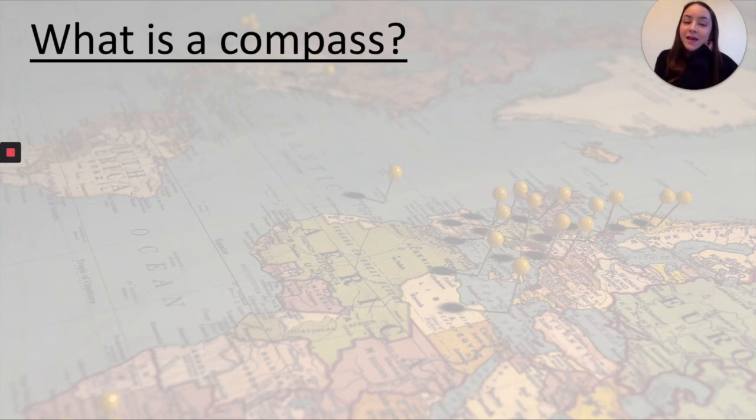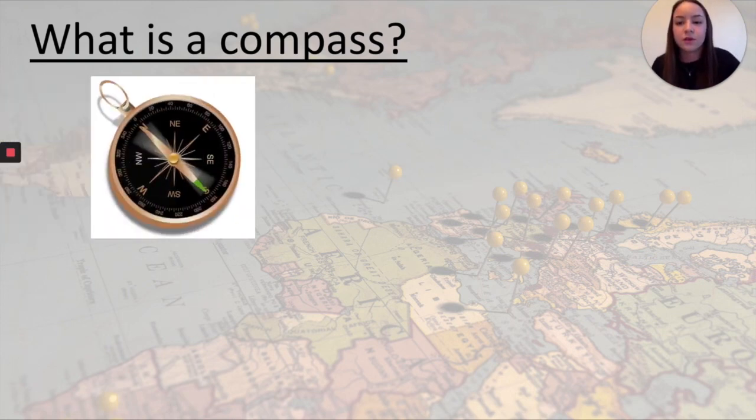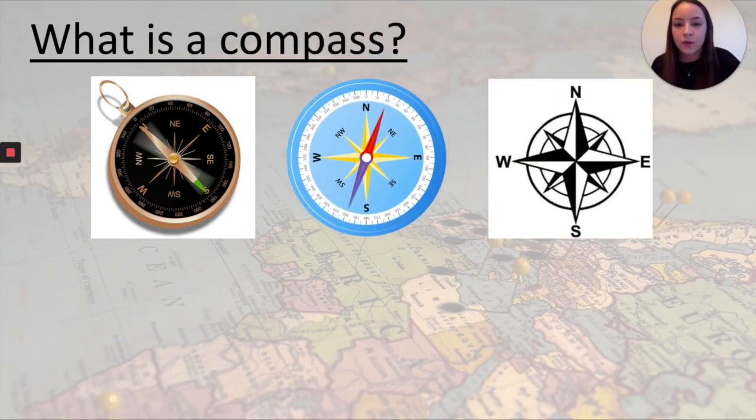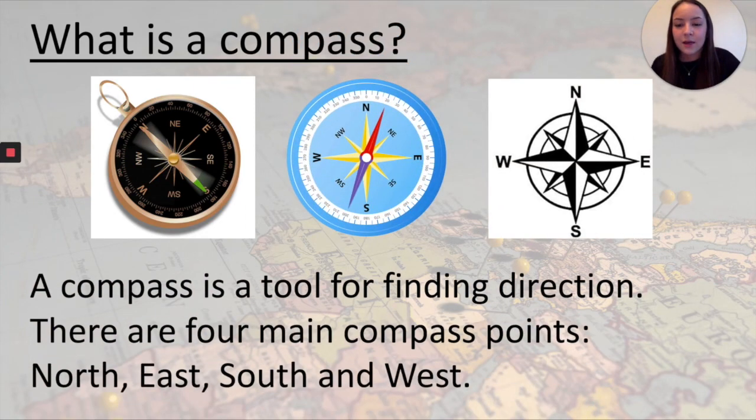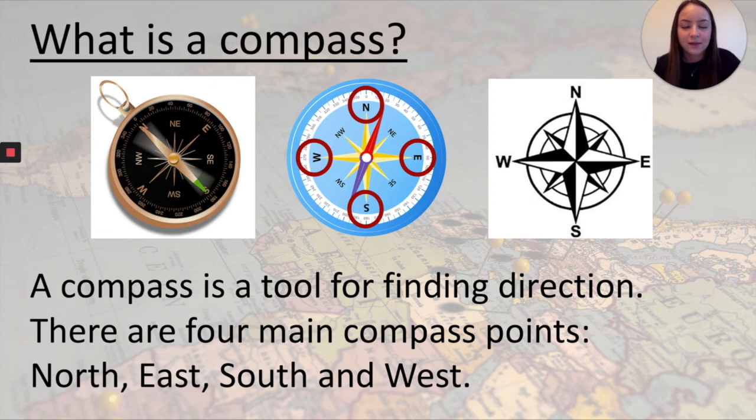What is a compass? So you might not have seen a compass before. Here are some photos, some examples for you. And a compass is a tool for finding direction, and it has four main compass points, which are north, east, south and west. And you can see those points are represented by the letters, so N for north, E for east, S for south and W for west.